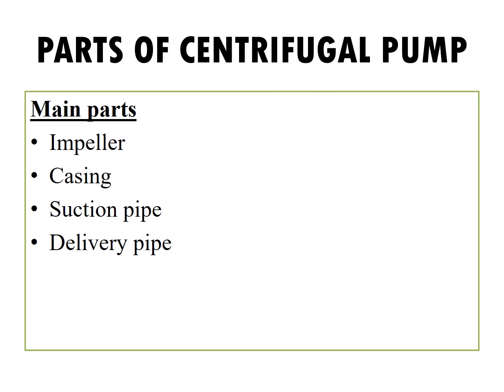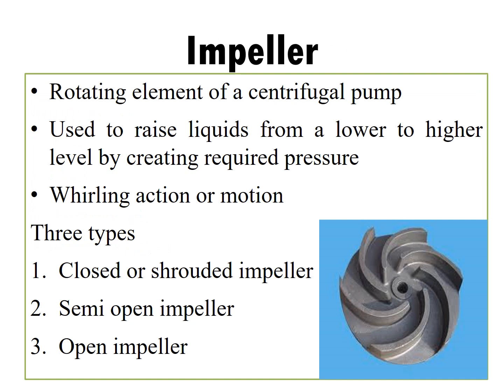As we have seen in the last slide, there are four main parts: impeller, casing, suction pipe and delivery pipe. Now the impeller, as you know, is the rotating part of the centrifugal pump. It is used to raise liquid from a lower to a higher level by creating the required pressure, and it also gives the whirling action for the liquid. Impellers can be classified into three types: closed or shrouded impeller, semi-open impeller and open impeller. We shall look at each one of these now.